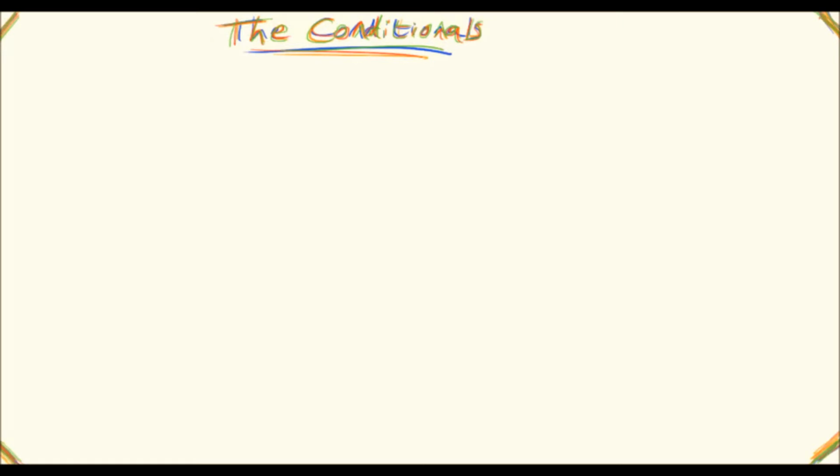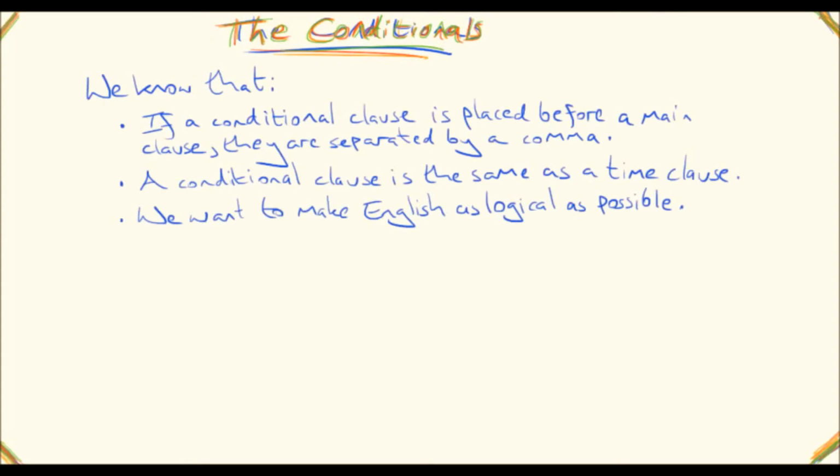Let's first have a look at some things that we know to be true. We know that if a conditional clause is placed before a main clause, they're separated by a comma, right? We saw that right at the beginning. We know that a conditional clause is the same as a time clause. We've seen that. I've proven that to you. We also know that, and this is doubly true in my case, we want to make English as logical as possible.